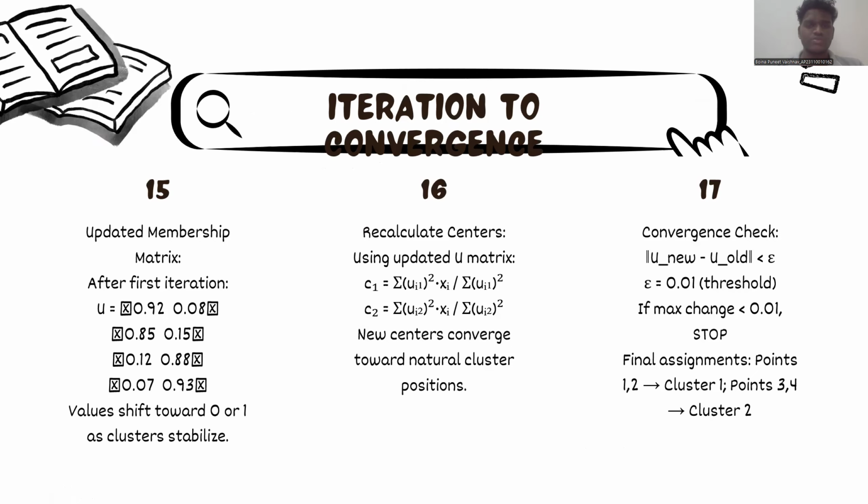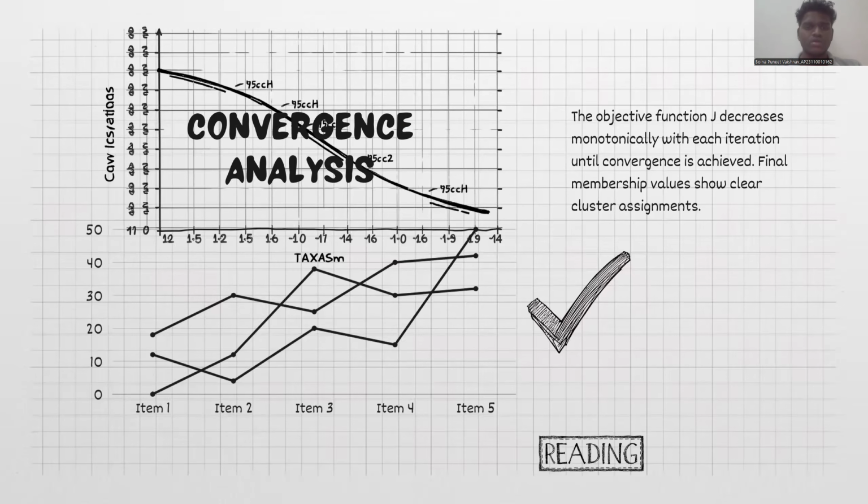Next, the iteration process. We repeat this process of updating clusters and memberships, and with each iteration the values become more stable. Membership values move closer to 0 or 1. Convergence. The algorithm stops when the difference between old and new membership values is very small. This means the clustering has stabilized.